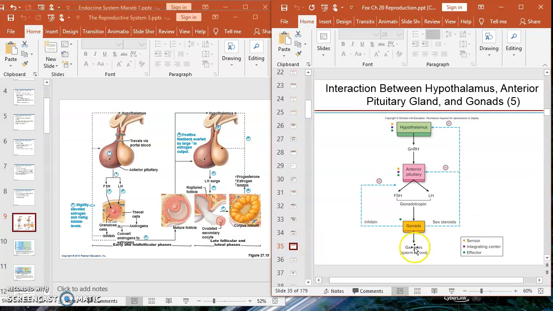Okay? So here we are with the diagram. Here are the gonads producing the sex steroids, estrogen and progesterone, which can inhibit the anterior pituitary and hypothalamus. The inhibin, which is produced by the granulosa cells in the female and the Sertoli cells in the male, can inhibit FSH but not LH, okay, which we just mentioned. All right.